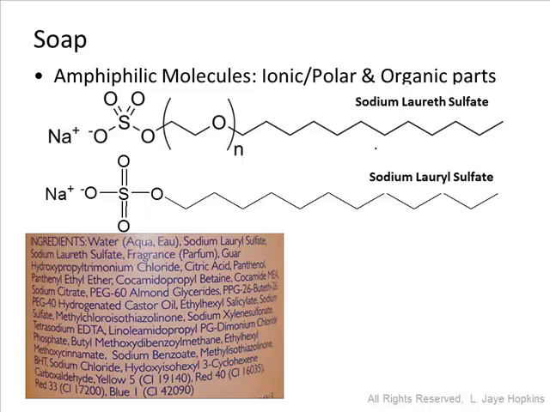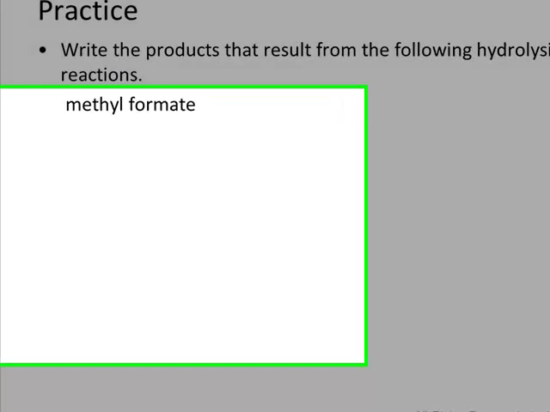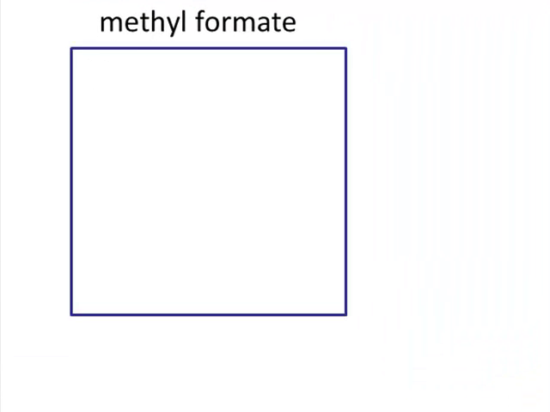But not to get too off subject, let's go back and do some practice questions with acid and base catalyzed hydrolysis of esters. Write the products that result from the following hydrolysis reactions. And to give you a little bit of extra practice, instead of giving you the ester structure for your starting reactant, I'm just going to give you its name. The name of the ester we'll start with is methyl formate. So draw the structure of methyl formate and then do the following reactions.